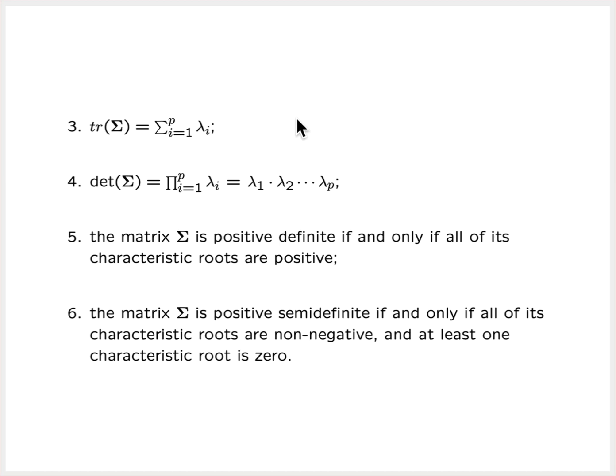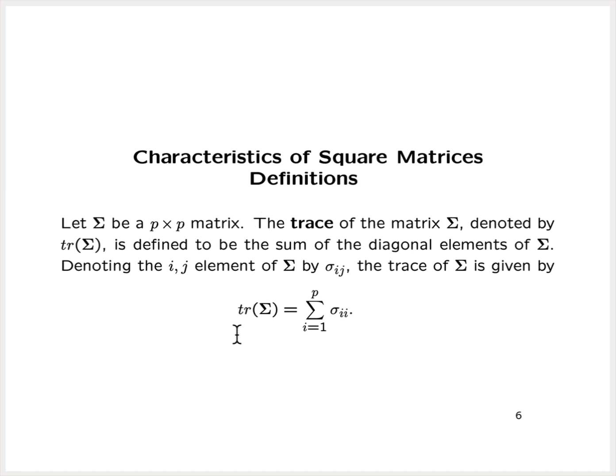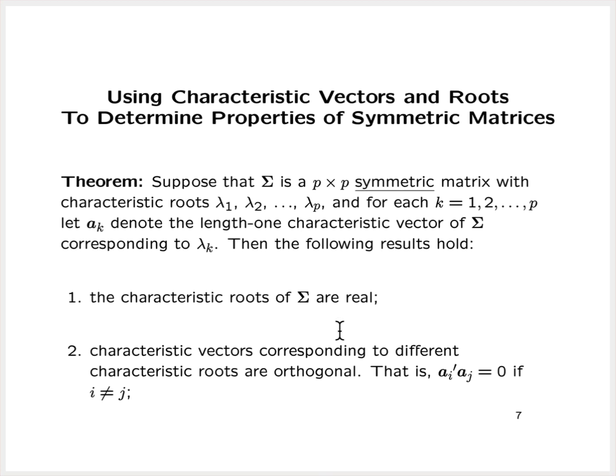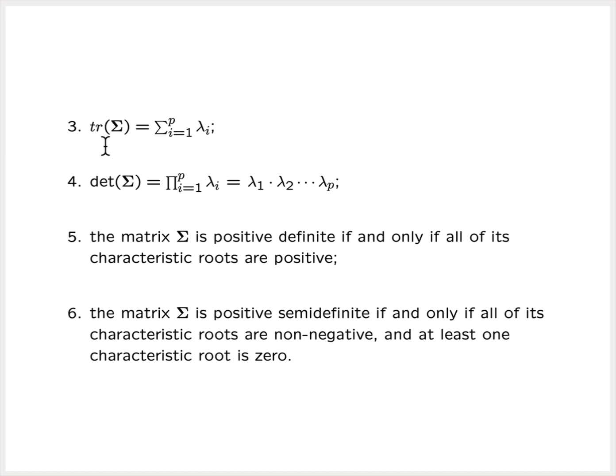Result 3. The trace of Sigma, which we defined a second ago, is actually equal to, in this particular situation, the sum of the characteristic roots. So let me go back a few slides. Remember that by definition, the trace of Sigma is the sum of its diagonal entries. What we're saying here is that if Sigma is a p by p symmetric matrix with characteristic roots lambda 1 through lambda p, then not only is the trace of Sigma equal to the sum of the diagonal entries, but that trace is also equal to the sum of its characteristic roots.